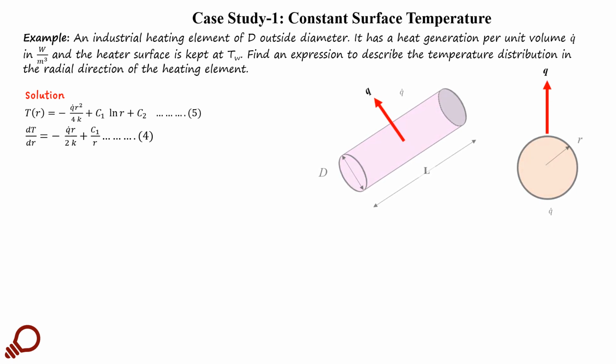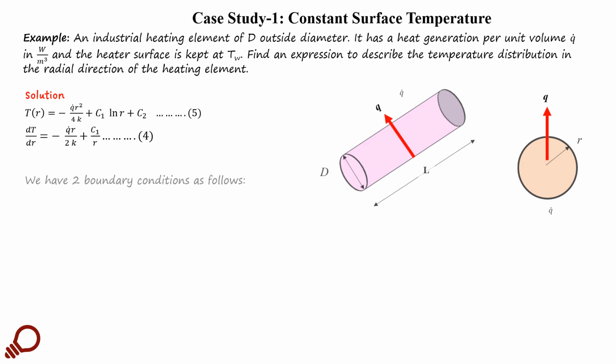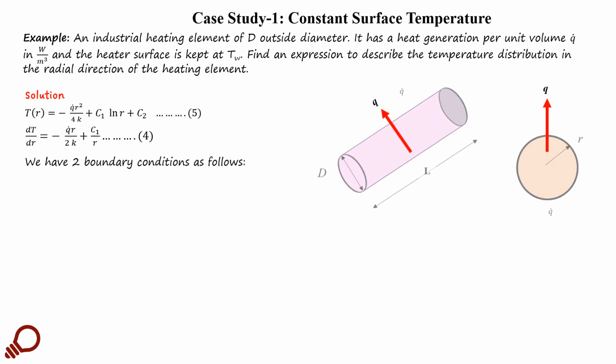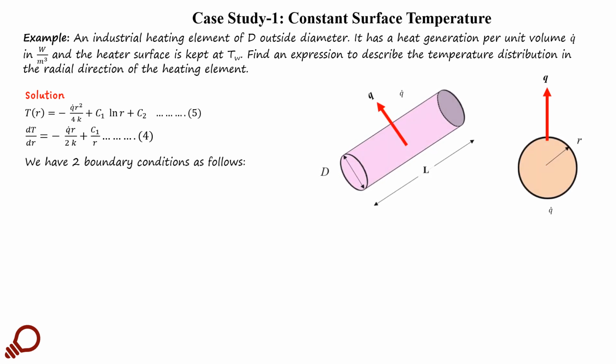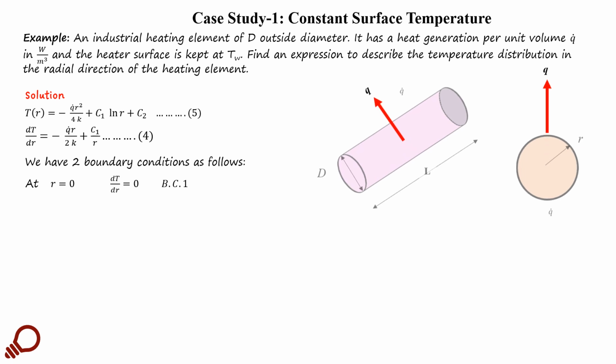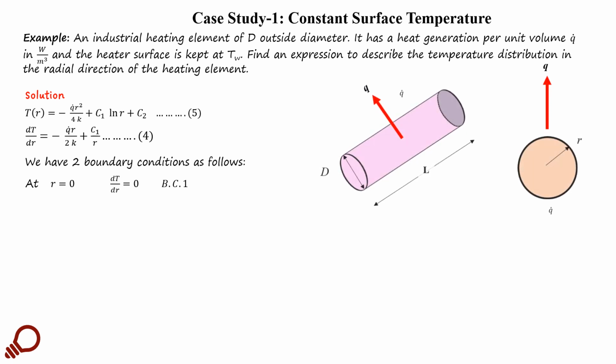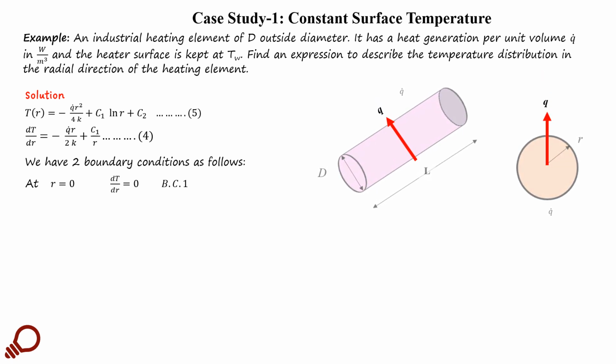We have dT by dr for this expression represented by equation number 4, and we have also two boundary conditions to solve this equation. The first one: at r equal to 0, dT by dr equal to 0, because the function should be continuous at r equal to 0. And then we have at R equal to capital R.